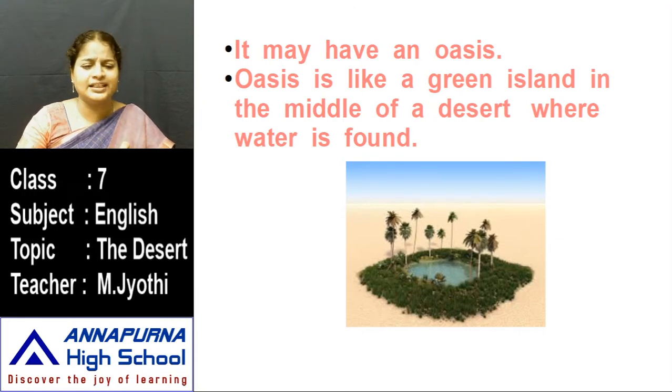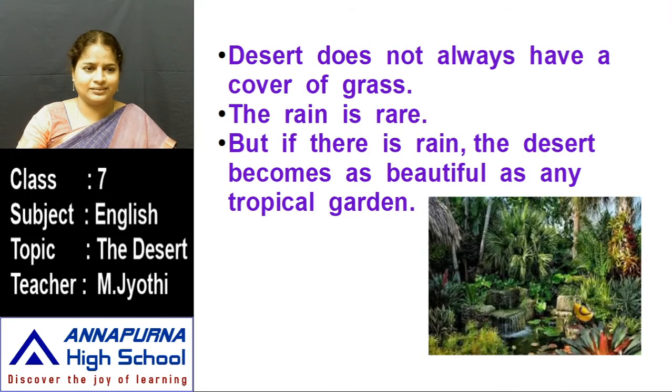Yes, this is full of desert. In the middle of the desert we can see an oasis. Oasis is a green island, a green area in the middle of the desert where water is found. We can find water in this oasis. Okay children, so it's beautiful. We cannot see an oasis in our area. So it's very interesting and very beautiful inside the deserts.